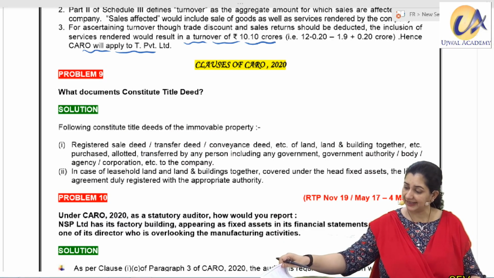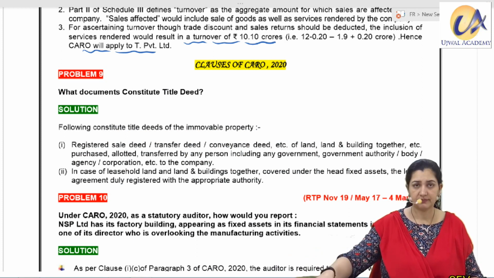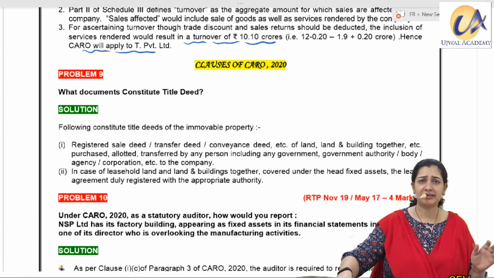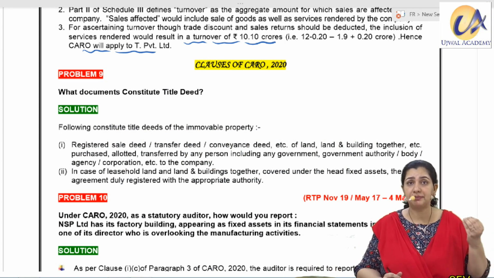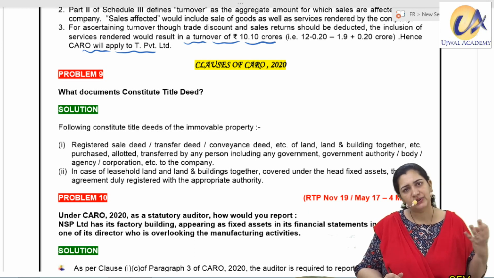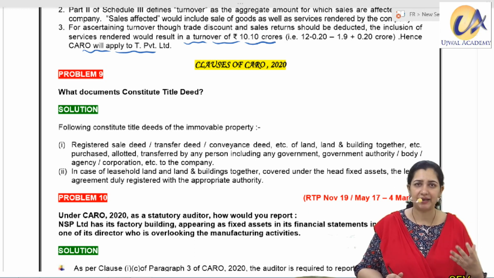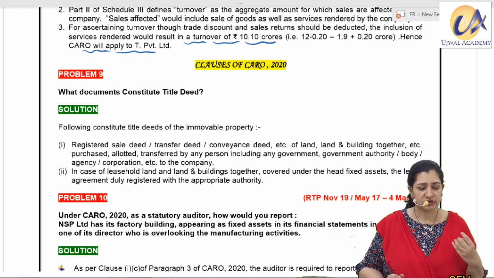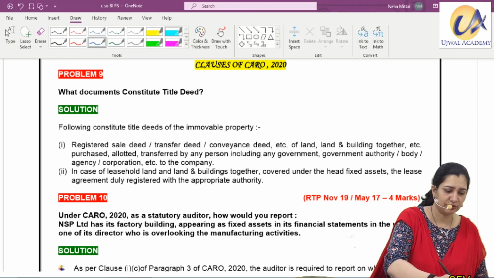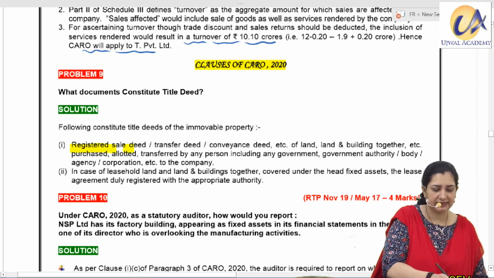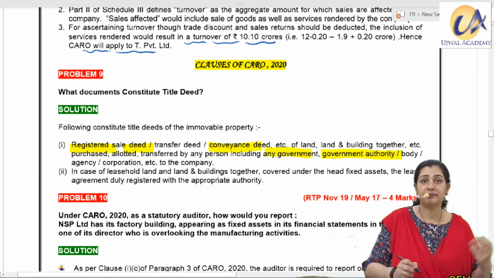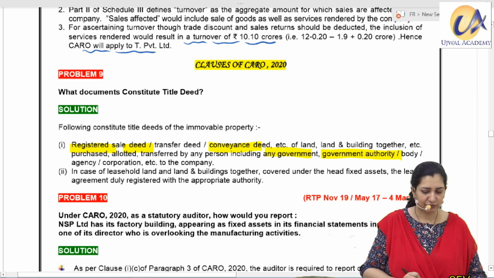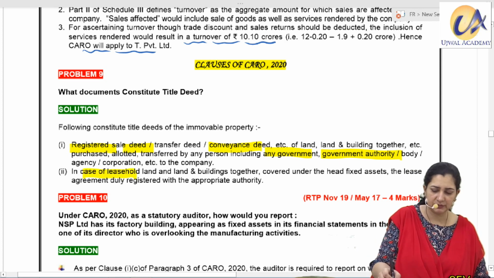What constitutes title deed? So the title deed point we had seen in our PP, right? What is covered under title deeds? Title deeds basically will cover, in case of land and building, your conveyance deed, your registration papers, right? Registered sale deed, conveyance deed, any other government authority related papers. And for leasehold land, we will be having a lease agreement.